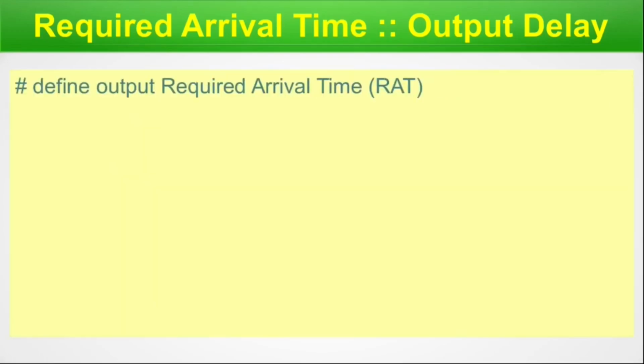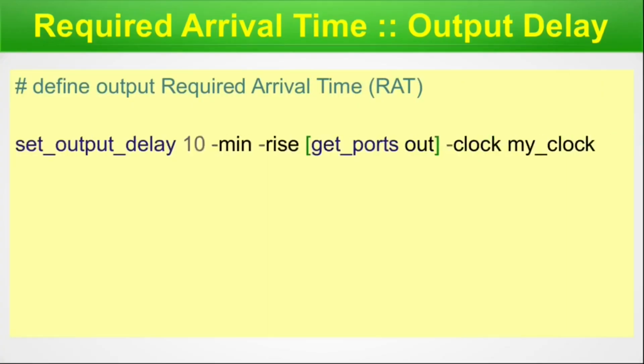Required arrival time, that is output delay. In this slide, I will exemplify the command to define the required arrival time, that is output delay. Here goes our example. Define the output required arrival time, that is RAT. Set output delay 10, then we use the dash min for minimum and rise, and then we use the get ports of out and clock name my clock.